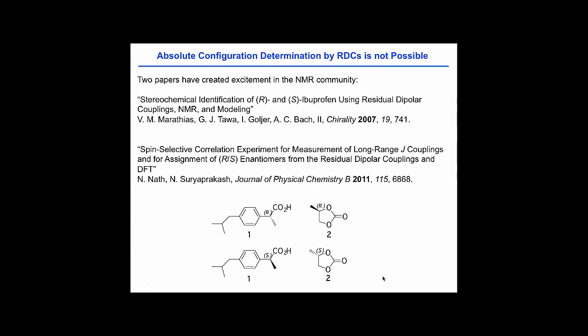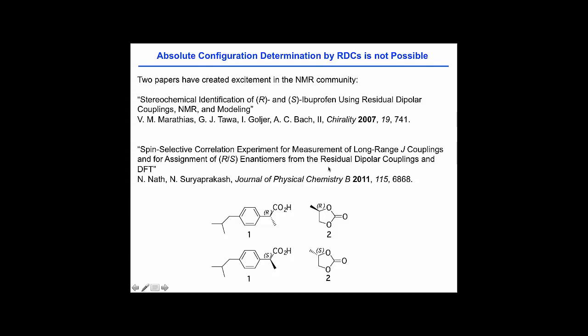Said that, I would like to switch gears to a topic because there were two papers that created excitement in the NMR community. One was published in 2007, and the other was published in 2011. One was claiming that it is possible to assign absolute configuration by RDCs, and the other article also did the same. These articles were cited several times, at least 20 citations, and this is wrong.